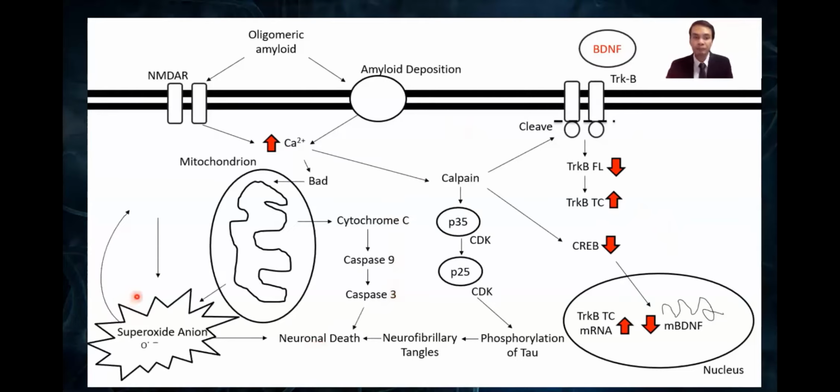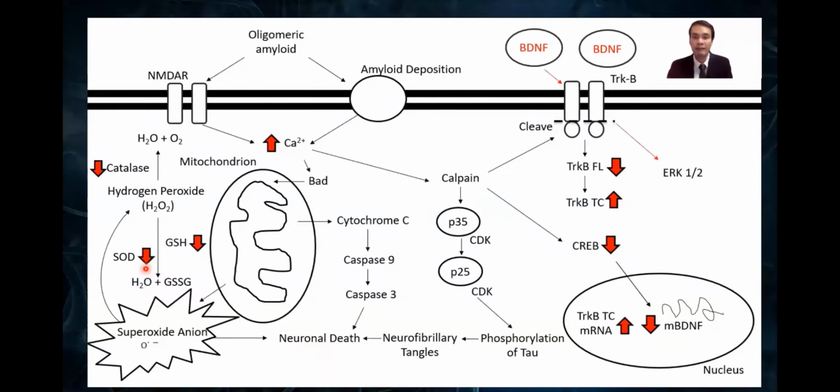Superoxide and iron will not be able to be regulated back to their normal condition due to low SOD, low GSH, and low catalase activities. However, with the presence of BDNF, it activates the ERK1 and 2 pathway and increases BDNF expression, preventing activation of calpain and dysregulation of CDK5. This leads to prevention of phosphorylation of tau and formation of neurofibrillary tangles.